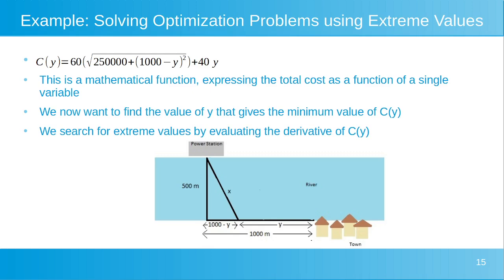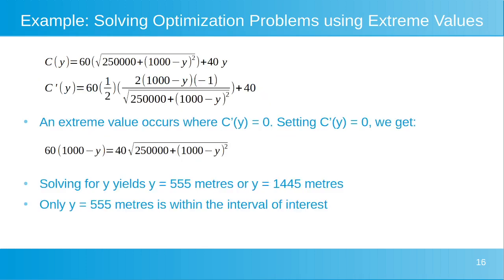We search for extreme values by evaluating the derivative of that function, total cost as a function of y. So we find the derivative of total cost with respect to y. We start off with the total cost as a function of y in that top line, and our derivative of total cost with respect to y, so c prime y, is equal to the term underneath when we apply our differentiation rules. An extreme value occurs where the derivative of c of y is equal to 0.